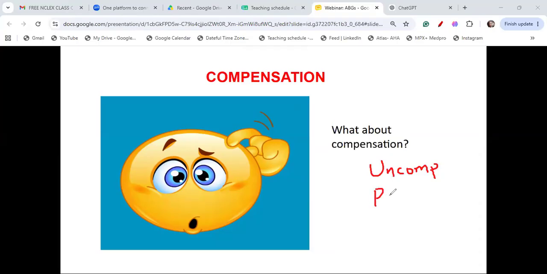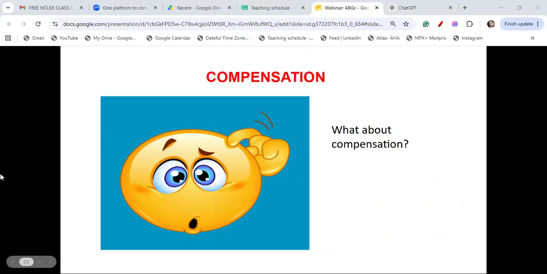We have partial compensation. And then lastly, we have fully compensation. So I'm going to give you a shortcut on how you can remember this by telling you in this and this what are the abnormals.